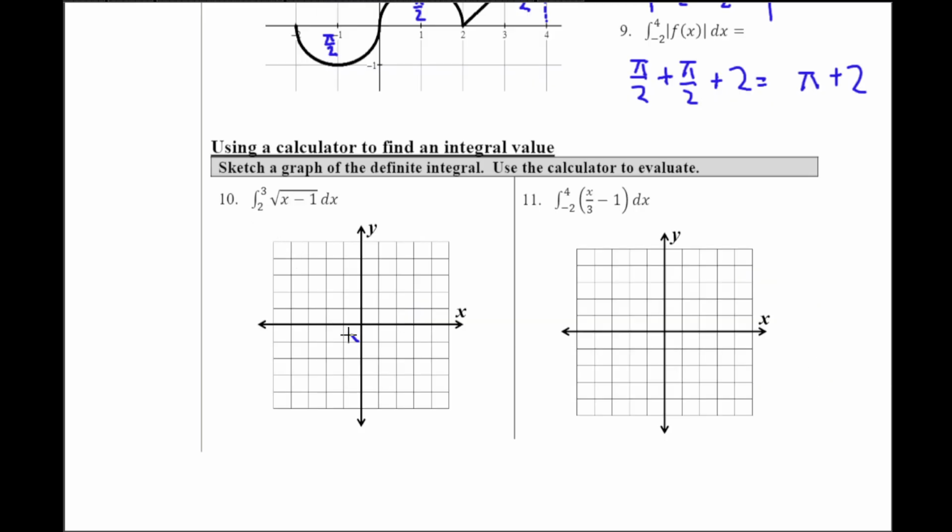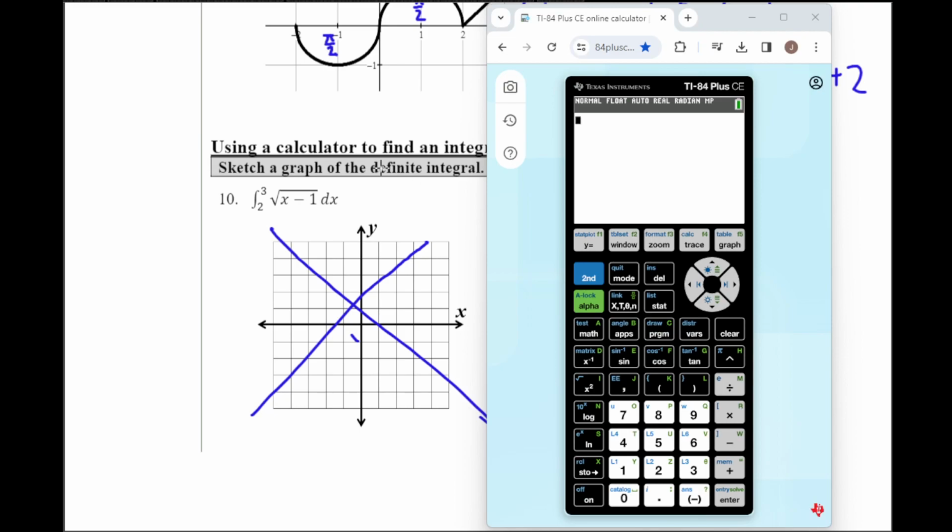So questions 10 and 11. I'm not going to care about you guys graphing this, but I'm going to want you guys to know how to do definite integrals on the calculator. So to get the integral, you click on Math 9. Oops, Math 9 is fnInt, the integral. The bounds are from 2 to 3, and then it's the square root of x minus 1, dx. So this answer here is 1.219.